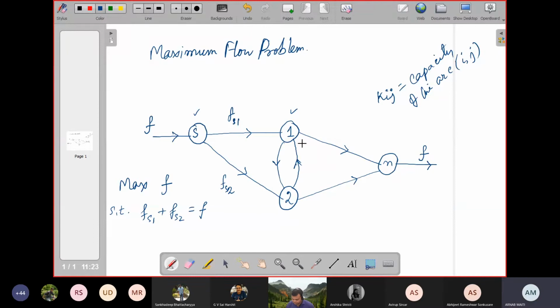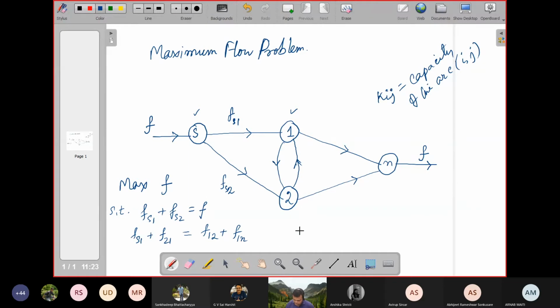Very simple. Fs1 plus F21 equal to F1n plus F12. Right, Fs1 plus F21 is equal to F12 and F1n. So you see, these are the incoming arcs. Just see the incoming arcs and the flows associated with them, and the outgoing arcs and their flows. So similarly, you can write for node 2 and node n as well.